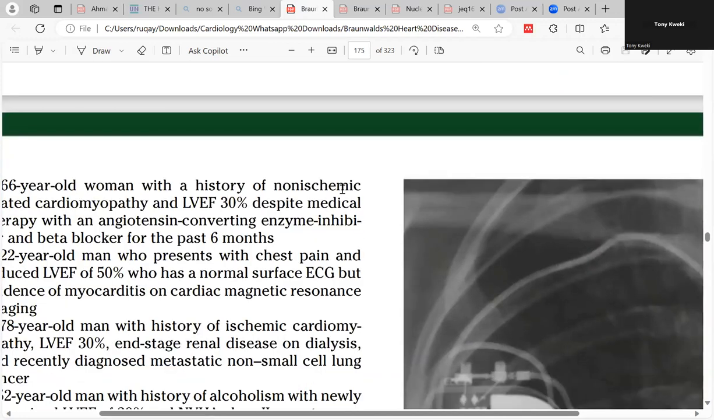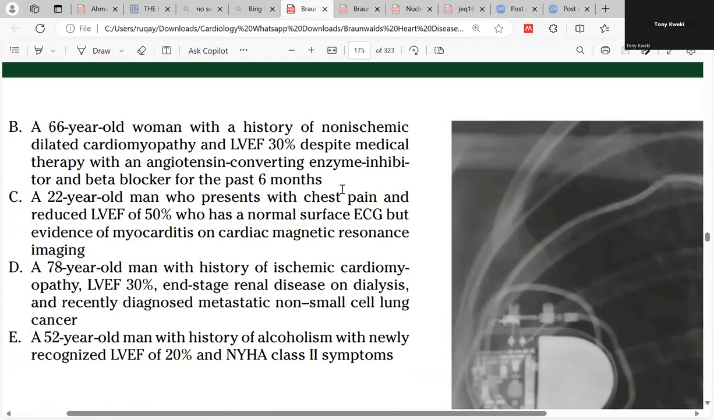Option B says a 66-year-old woman. I'll read all of them first. A 66-year-old woman with history of non-ischemic dilated cardiomyopathy, LVEF of 30%, so it's less than 35. If we recall the indication for heart failure, this is less than 35, so her LVEF qualifies. Despite medical therapy with ACE inhibitors and beta blocker for the past 6 months. So we'll come back to her.